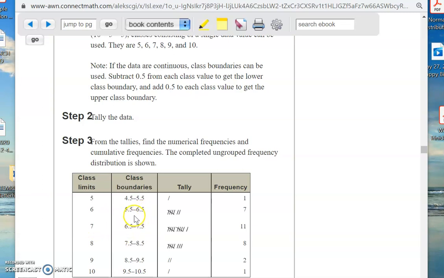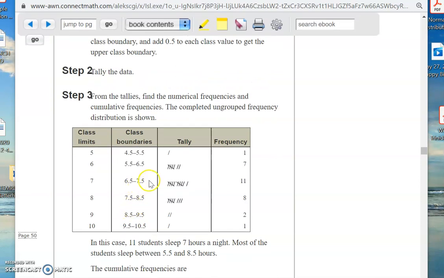See, because otherwise, if a kid reported, well, I slept for 7.2 hours, where would you put them? Would you put them in 7? Or would you put them in 8? Well, you put them in 7 because that's my class boundary. My class boundary goes all the way up to 7.5.